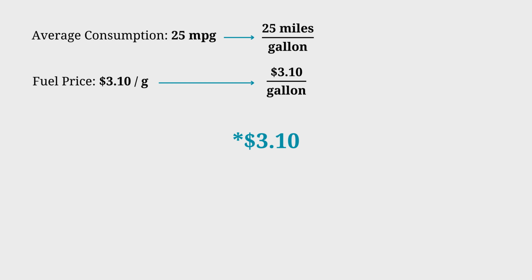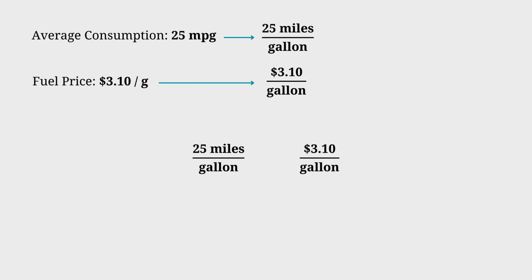Remember, per means division. Let's write these fractions next to each other like so. Take the inverse of the 25 miles per gallon fraction just by switching the top and bottom. The reason for the inverse is that the unit gallons cancel each other out like so. You can replace the gallons by 1.